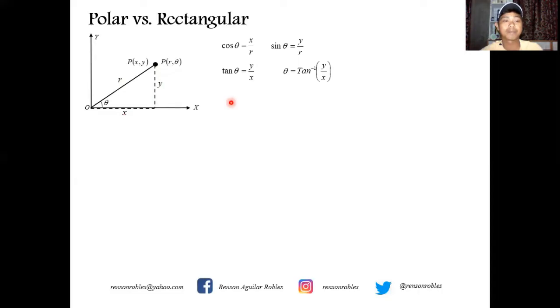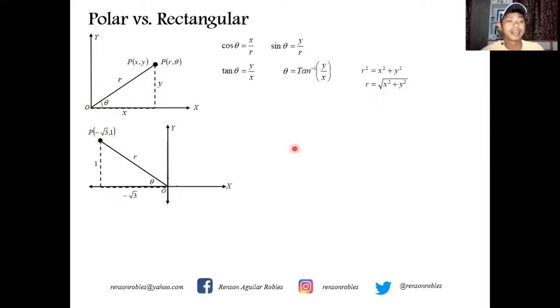And again, by the Pythagorean principle, this is the hypotenuse, the opposite side, and the adjacent side. The square of the hypotenuse is equal to the sum of the squares of the two other sides. So you got r squared equals x squared plus y squared, or r equals plus or minus the square root of x squared plus y squared.